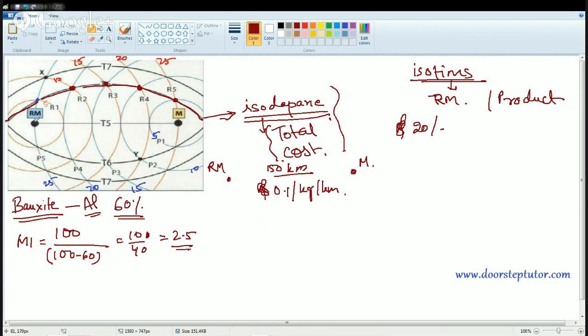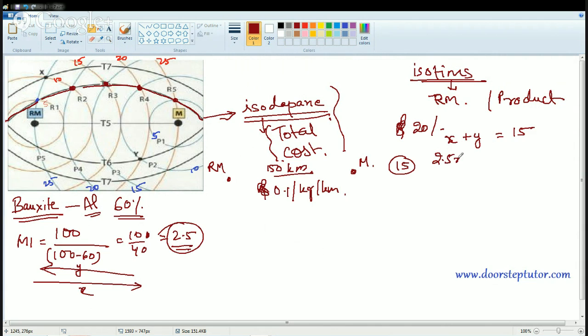Now this is my material index. I'm moving from raw material to market, that is x, and market to raw material, that is y. So if I try to solve this, I have 150 kilometers and my rate is $0.1 per kg per kilometer. So that's 15. So my first equation would be x plus y is equal to 15. Now since my material index is 2.5, my equation would be 2.5x plus y is equal to what the entrepreneur is ready to pay, that's 20. Now solving these two equations, I get the values of x and y. So the value of x is 3.3 and y is 11.67. Now I'll substitute these values. So this is the value of x and y I have got.